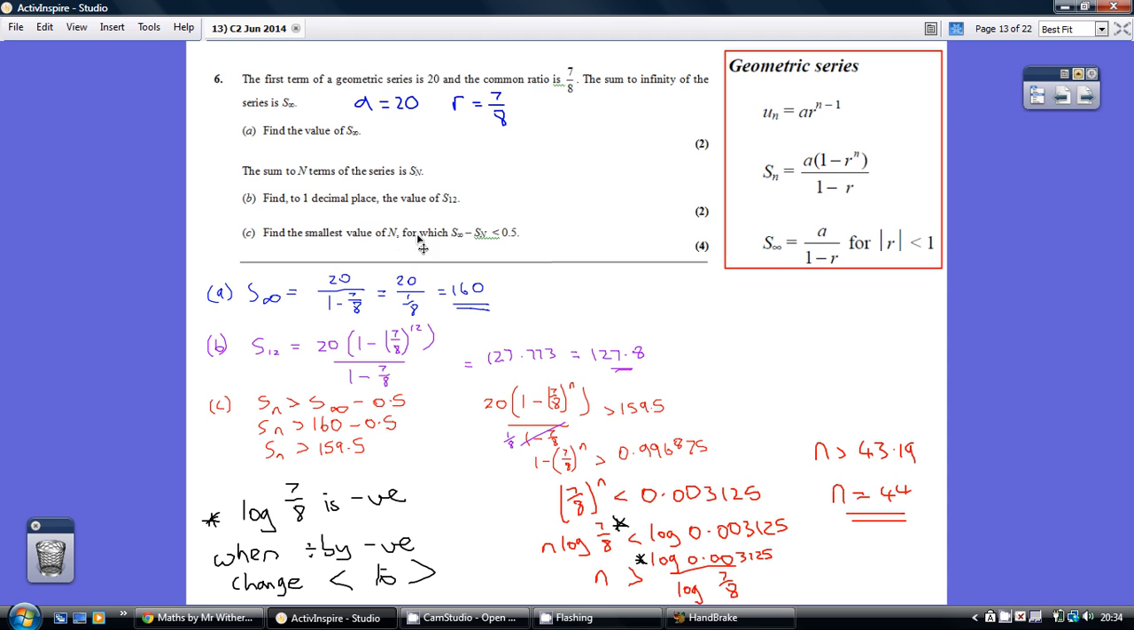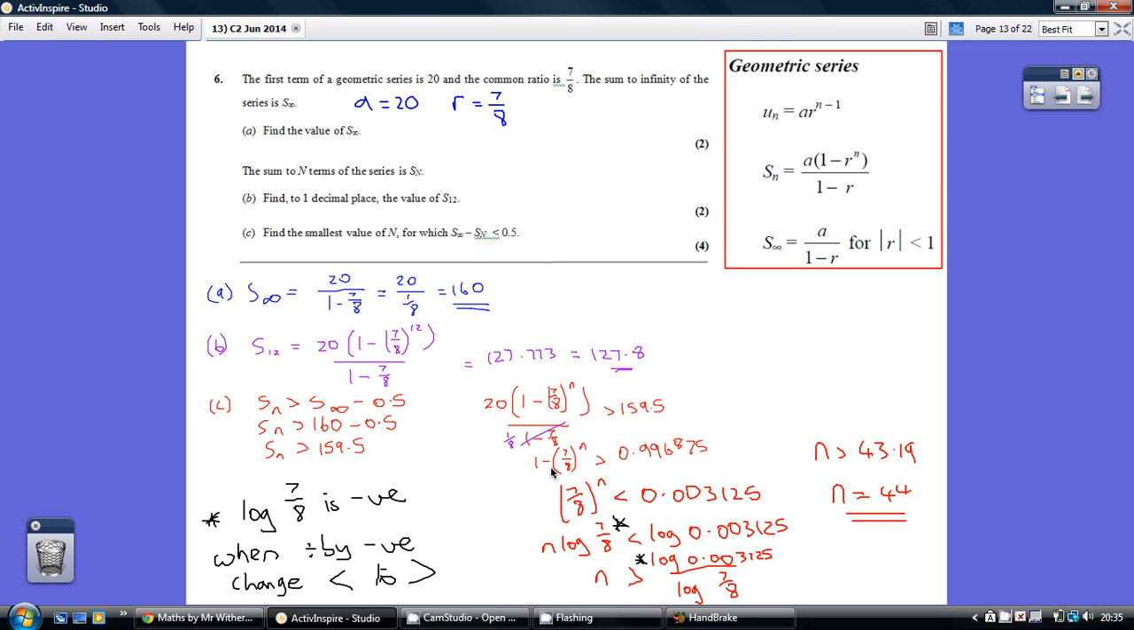Find the smallest value of n for which the sum to infinity less the sum to n is less than a half. Well, we worked out the sum to infinity to be 160. So 160 minus S_n is less than a half. Rearranging that, the sum to n needs to be greater than 160 minus 0.5. In other words, the sum to n terms has got to be greater than 159.5.